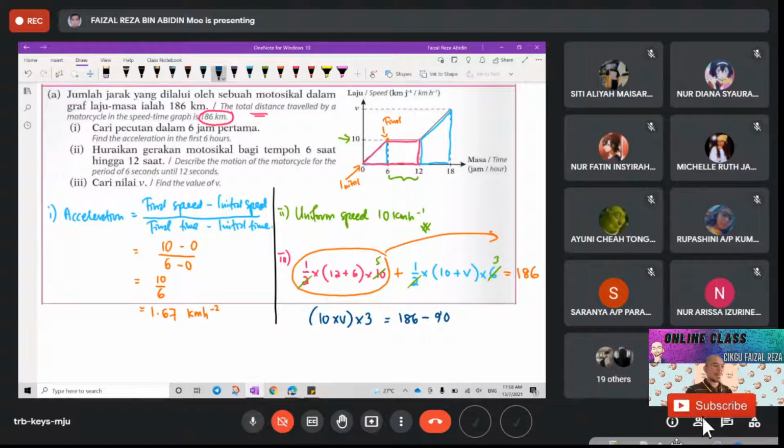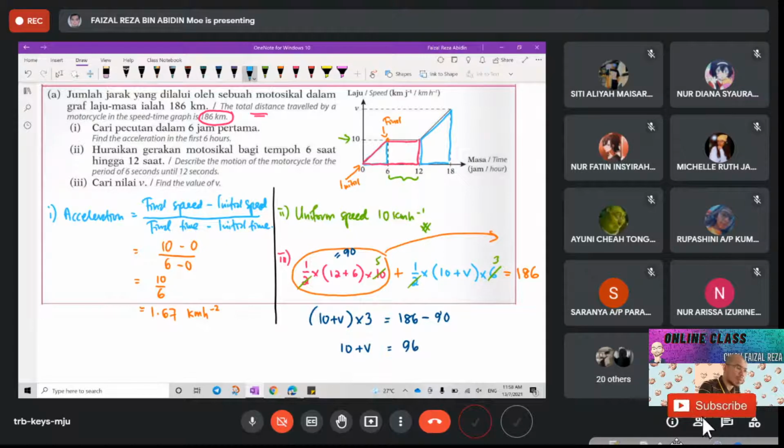Okay, how did I get 90? From here. This one is totally 90, everything there. Okay, so 186 minus 90, I'm going to get 96. So this one I'm going to get 10, oh, not times. 10 plus V, sorry. 10 plus V is going to be 96.